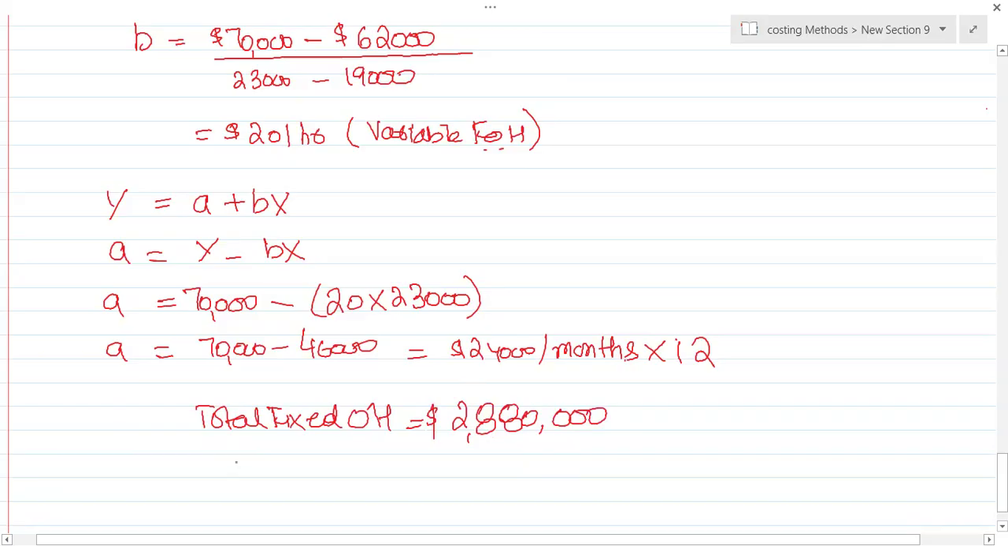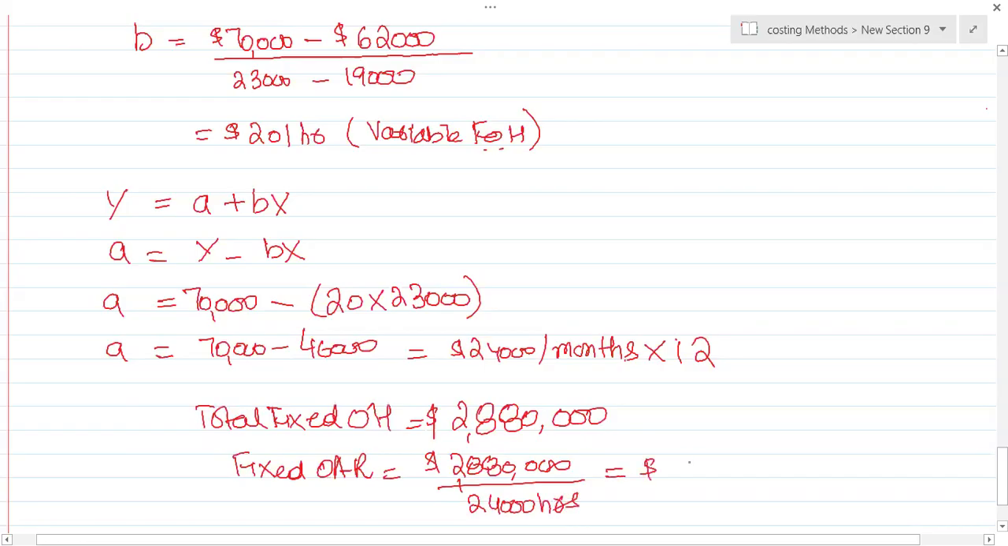Now, you will calculate your fixed OAR. Your fixed OAR is equal to 28 lakh 80,000 divided by hours, that is 24,000 hours. So you will get the rate that is 12 per hour.